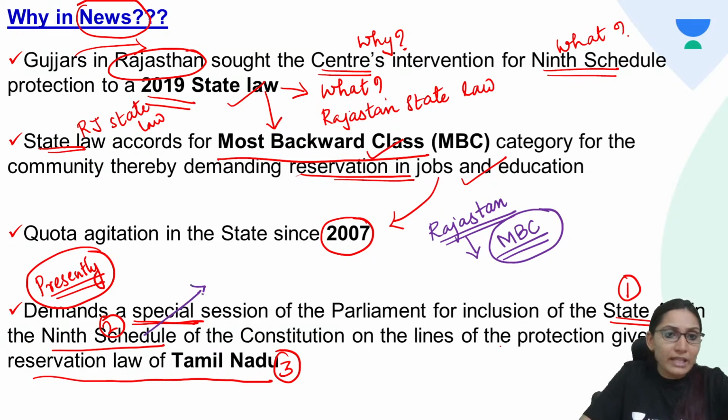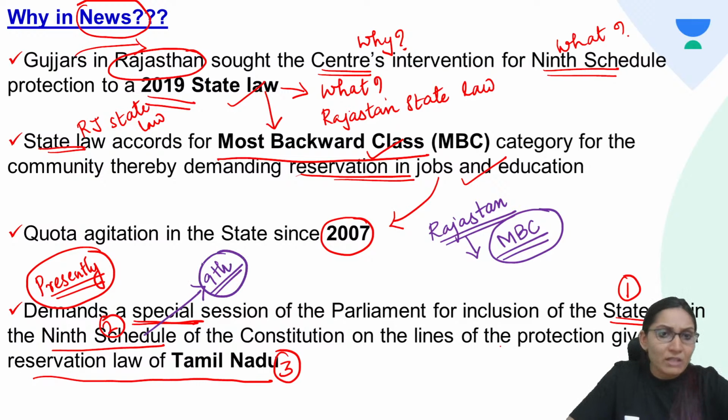Now, what is the 9th schedule of the Constitution? The 9th schedule was not originally present in the Constitution. When the Constitution was made, the 9th schedule was not a part of it, and it was added by the first Constitutional Amendment Act. And what is the speciality of this 9th schedule? The 9th schedule says that any law which is put under the 9th schedule of the Constitution is excluded from judicial review.